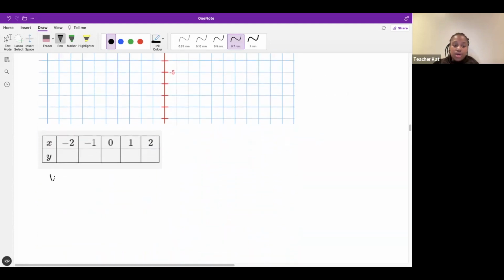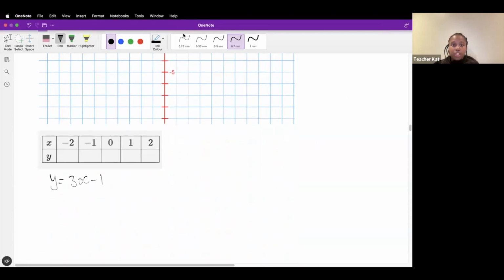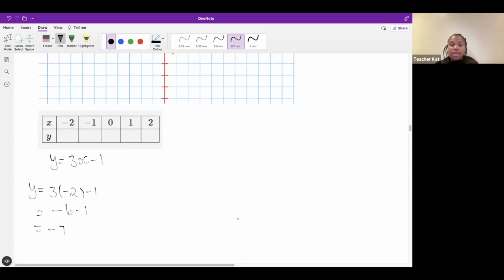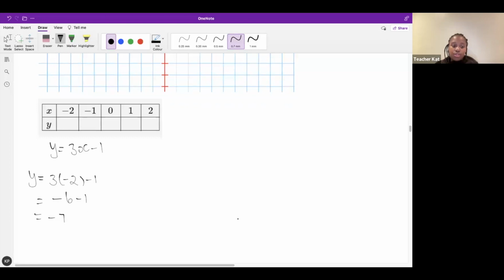Now let's get going. So it's y is equal to 3x minus 1. First one, y is equal to 3 times negative 2 minus 1. What's 3 times negative 2? We're not answering my question. There we go. This is negative 6 minus 1, which will give me negative 7. Guys, be very careful of skipping steps, because if you make a mistake, you will lose all your marks. Okay?